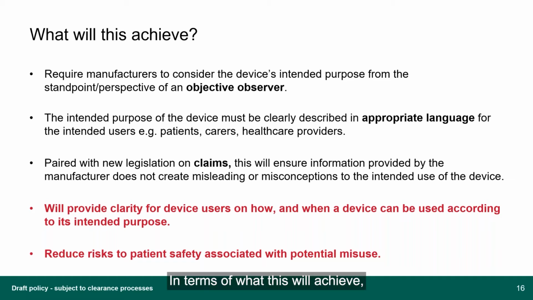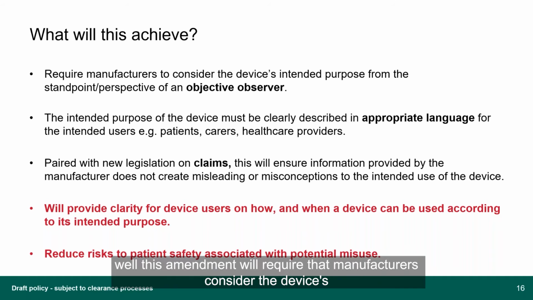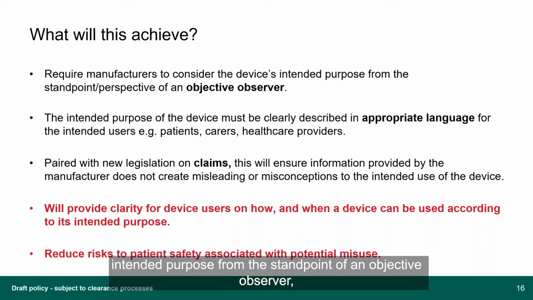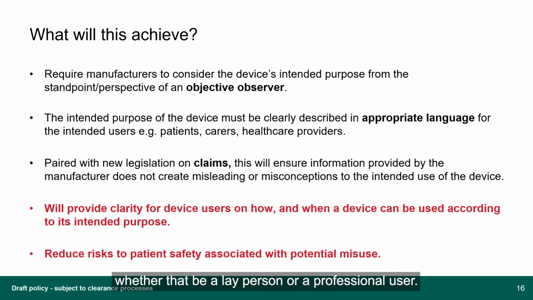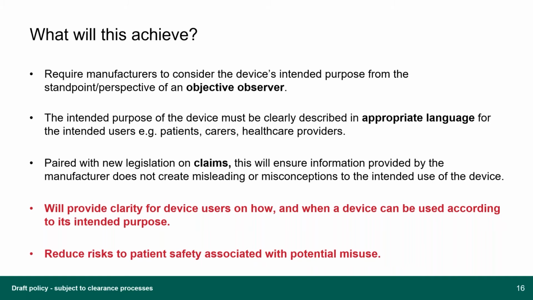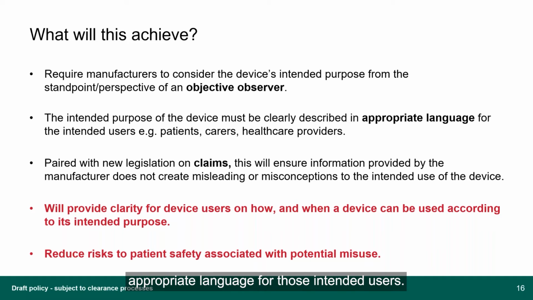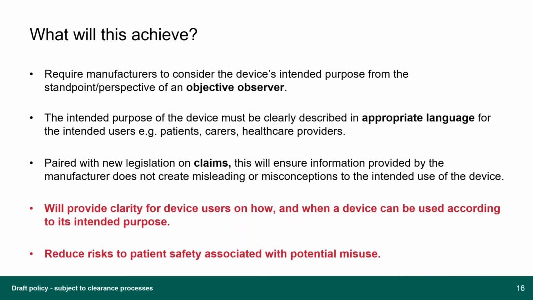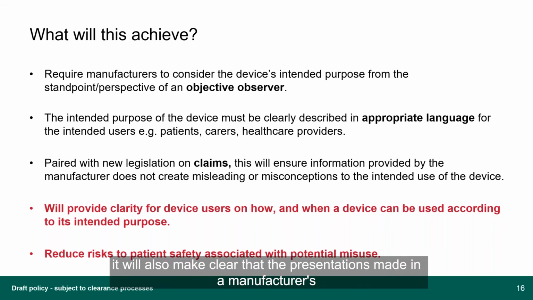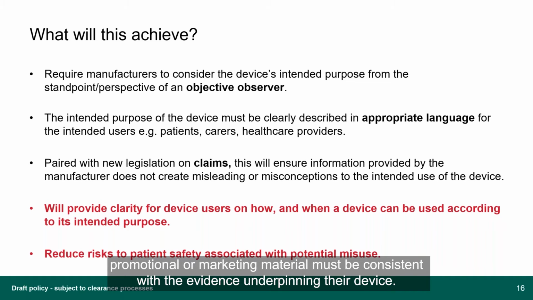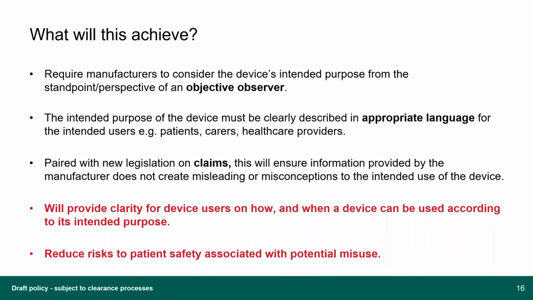In terms of what this will achieve, well, this amendment will require that manufacturers consider the device's intended purpose from the standpoint of an objective observer, whether that be a layperson or a professional user. And in line with this, it will ensure that the intended purpose of the device is described in appropriate language for those intended users. Paired with new legislation on claims, it will also make clear that the presentations made in a manufacturer's promotional and marketing material must be consistent with the evidence underpinning their device.